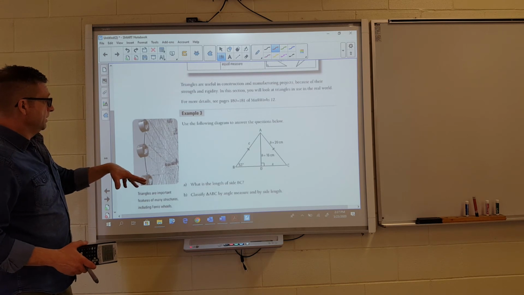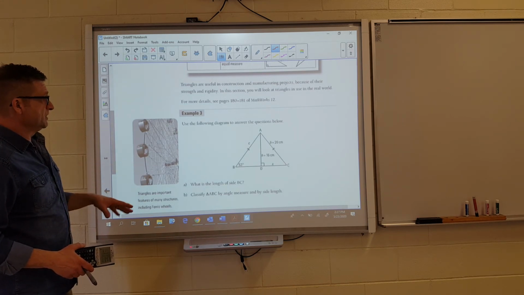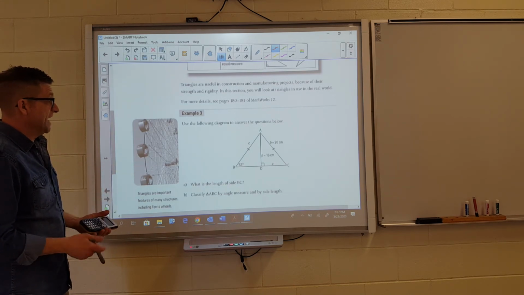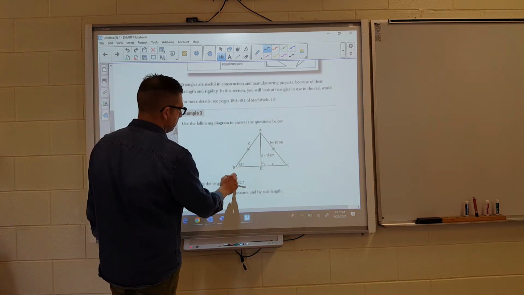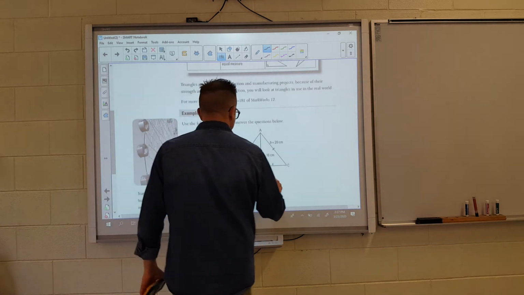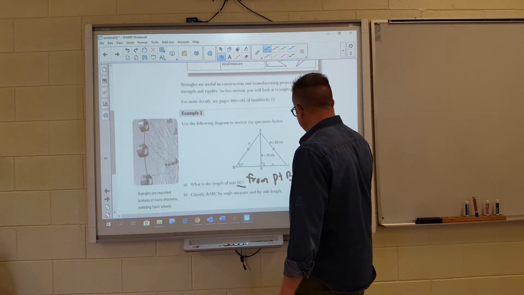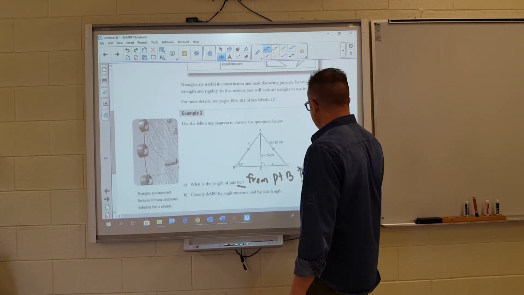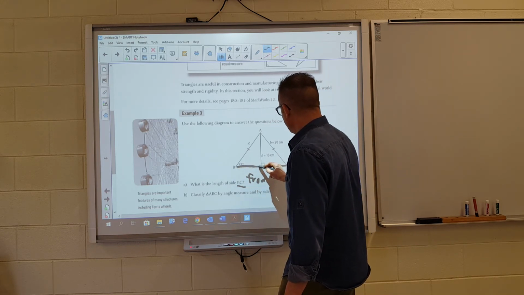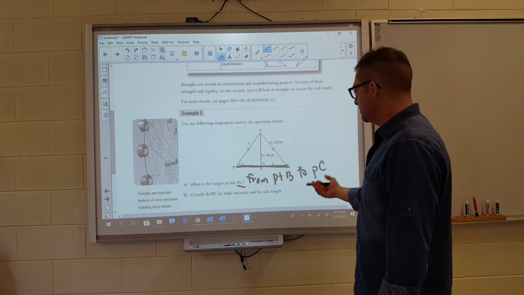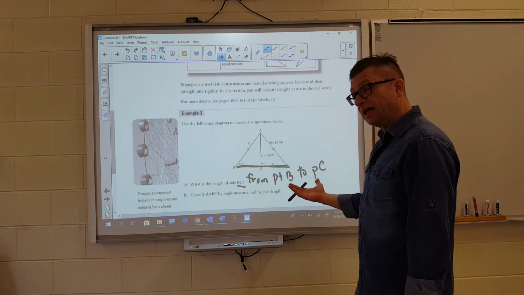So here's one where you're given all this stuff, and now you're supposed to be able to find the length of something. So remember the notation. BC means from point B to point C. So I'm going to underline that, point B to C. There it is. That's what they want us to find. Okay, that's what that means. What's the length of that? This is kind of like grade 11 trig.